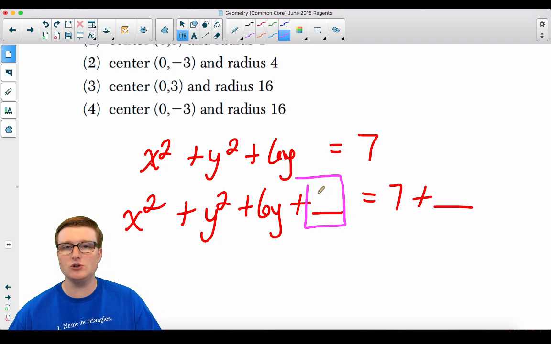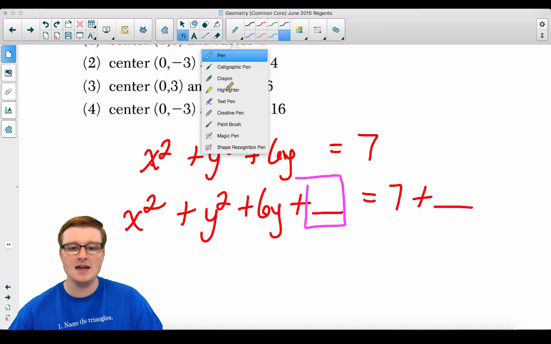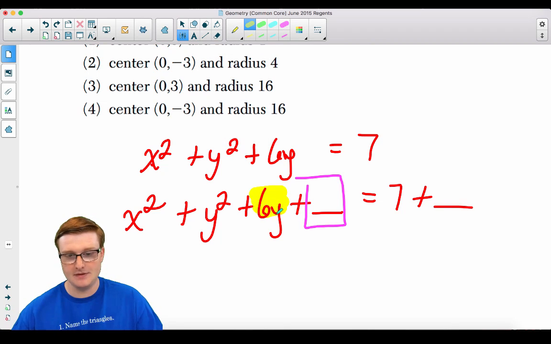Now, remember, your goal is to create a perfect squared trinomial. You can only do it on the y terms. You can't do it on the x term because there's no linear term. The linear term is the middle term. That's what's called a linear term.